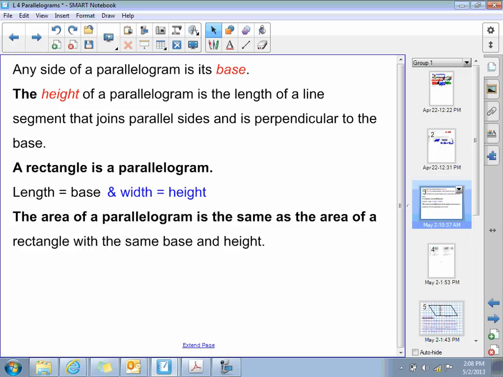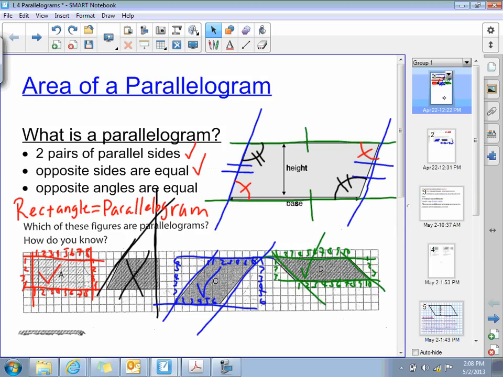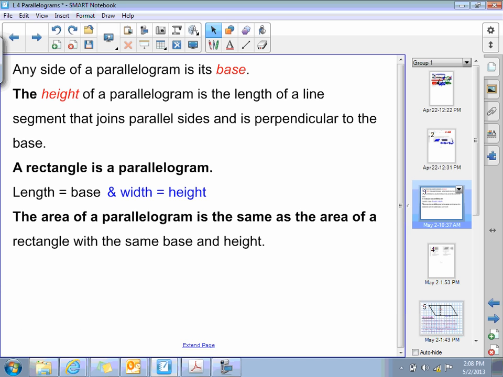Any side of a parallelogram can be considered its base. So if we go back, we can call the bottom side of the parallelogram its base. The height of a parallelogram is going to be the length of a line segment that joins parallel sides and is perpendicular to the base.